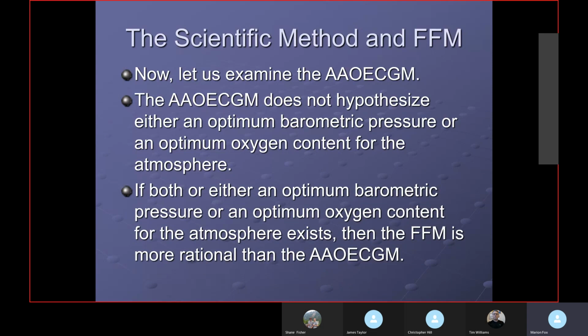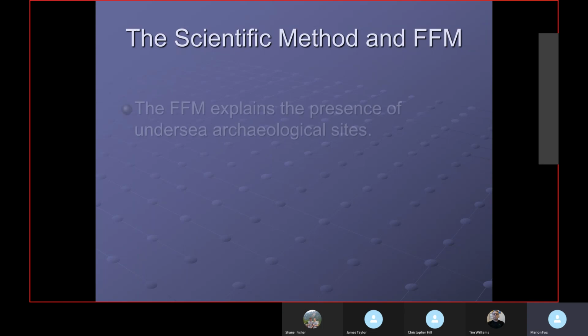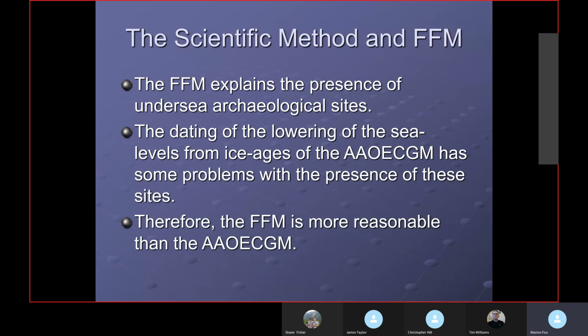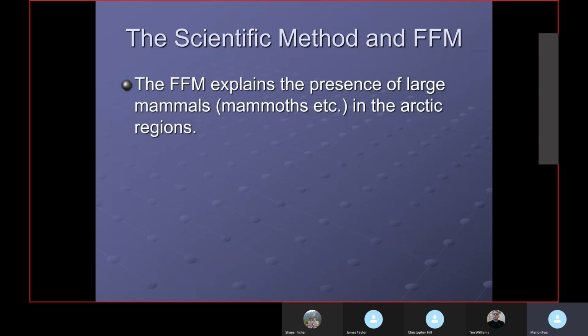And so if an optimum barometric pressure or an optimum oxygen content for the atmosphere exists, the flood model is more rational than the old atheist, agnostic, old Earth creationist model. My model explains the presence of undersea archaeological sites as well. We've studied those. The dating of the lowering of the sea levels from the ice ages in the atheist model has some problems with the presence of these archaeological sites. Therefore, my model is more reasonable than the atheist, agnostic, old Earth creationist geologic model.